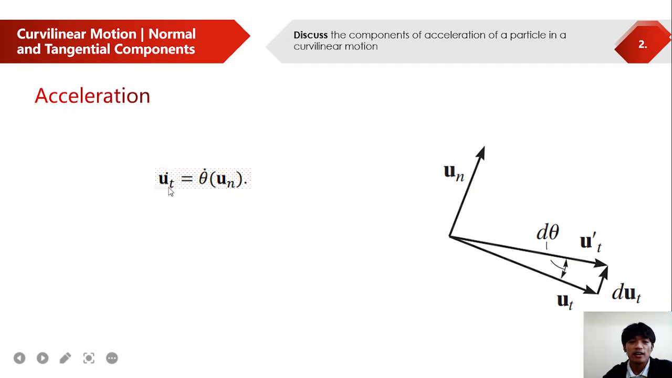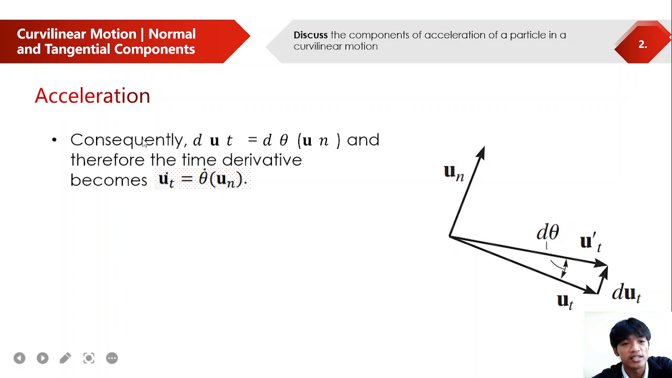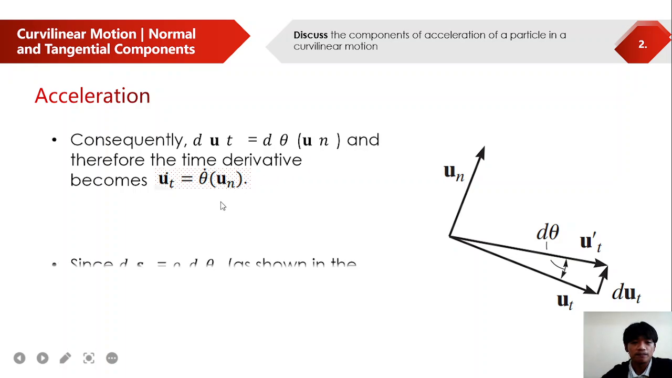Kumbaga, yung first time derivative of the u sub t, it will be equal now to theta dot u sub n. So, consequently, du sub t is equal to d theta times u sub n, and therefore, the time derivative becomes ganito. Okay? So, don't be confused. Du sub t and first time derivative notation of u sub t is equal lang, same lang sila in sense. And then d theta, we can just rewrite that at that notation since it's the first time derivative. So we can rewrite that as theta dot times u sub n.